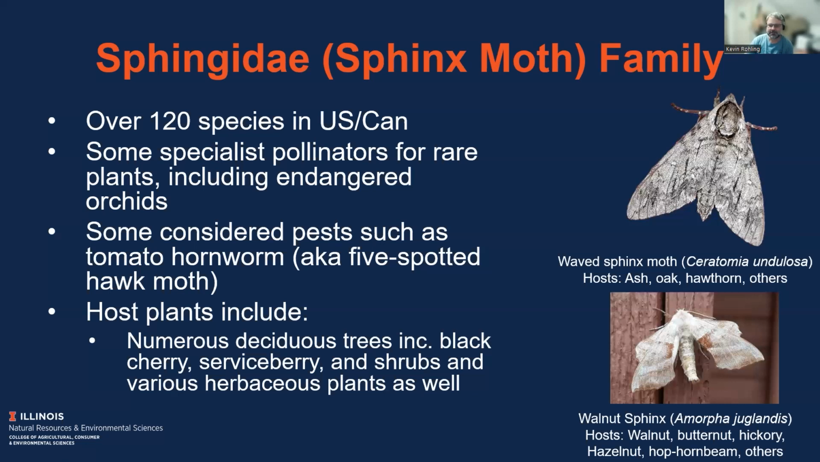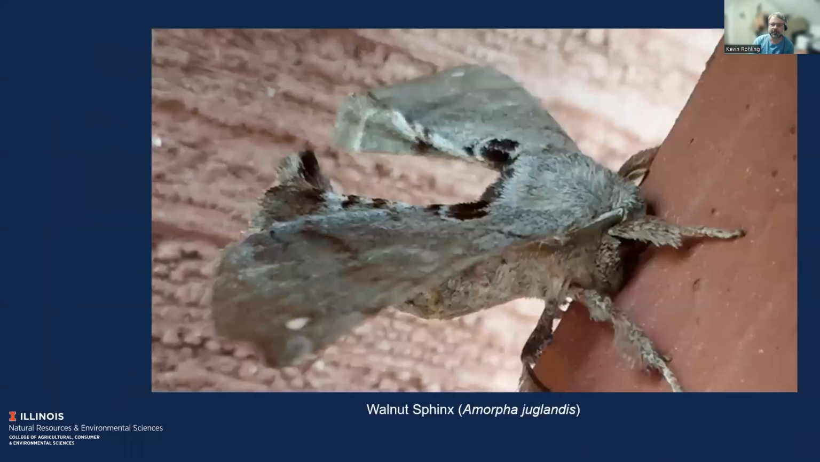So the host plants for these are quite varied because we're talking about the whole family in that case, but then each of these images we have the hosts mentioned as well. So a lot of times these are going to be our deciduous trees again: ash, oak, hawthorn, walnut, butternut, hickory. It's just another look at a different looking walnut sphinx.